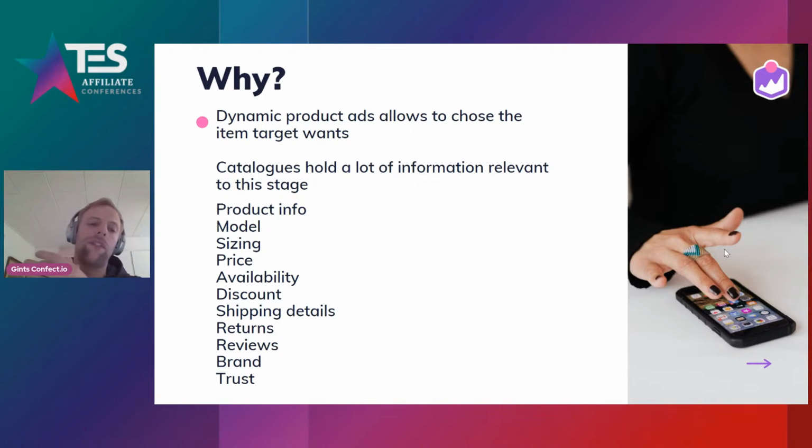So, for example, the product catalog has the information of the product itself: what's the model, what's the brand name, what's the size, the price, is there any change in the price? We can build some urgency and scarcity with availability. So, is there only 5 left or something like that? Or we can use discount or promo codes that also help to make our decision easier.